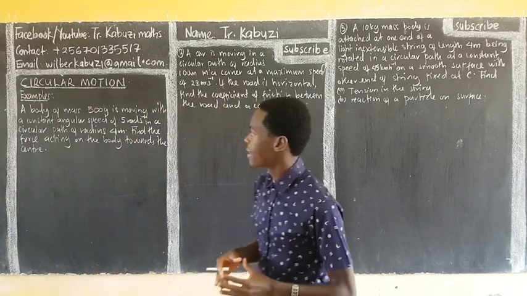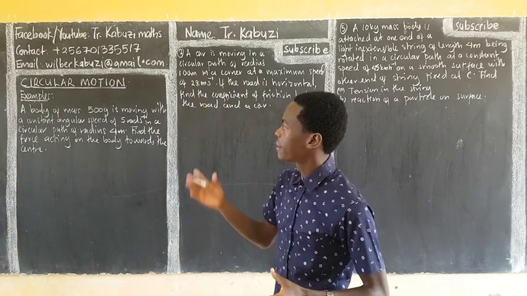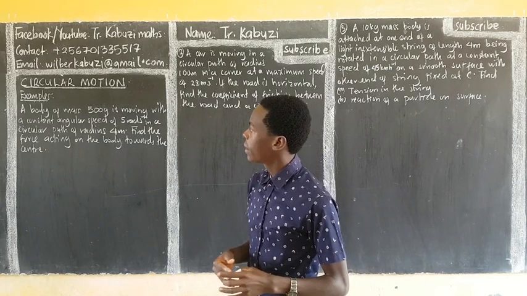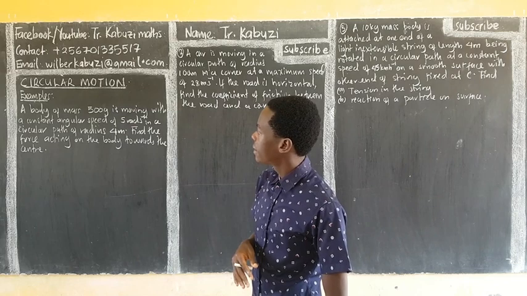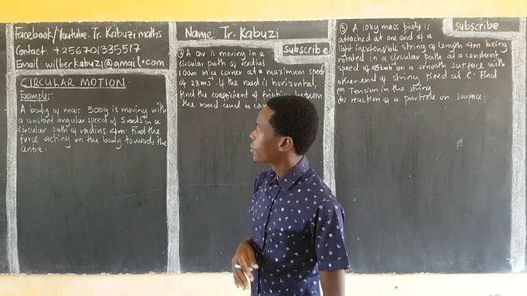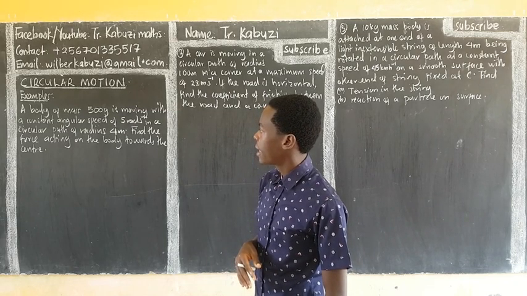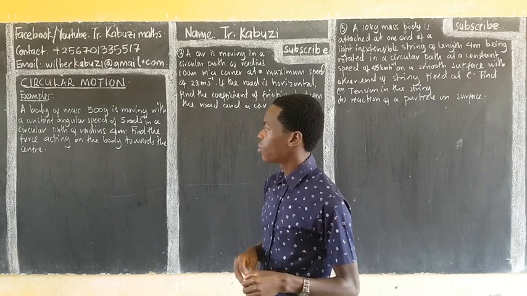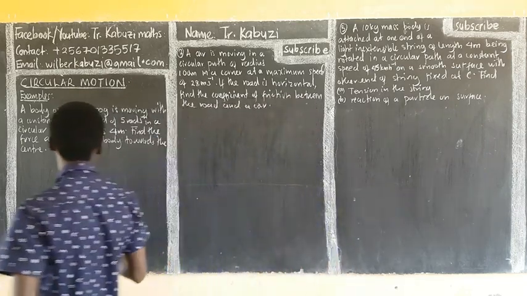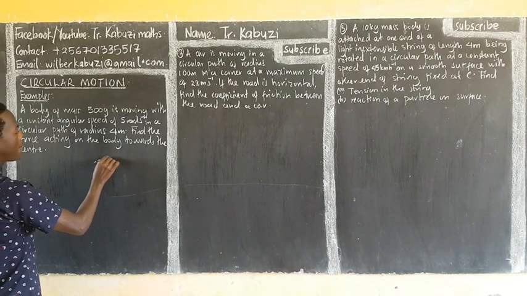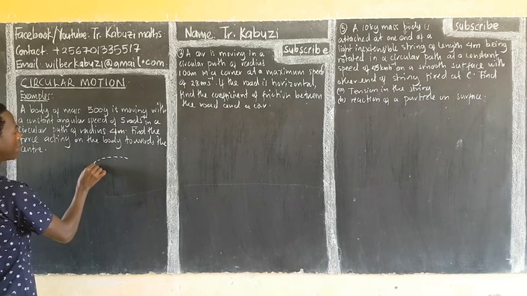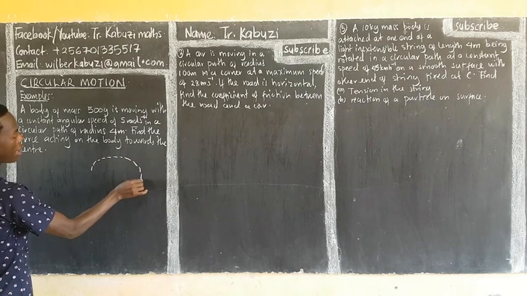Okay, let's see this example here. It says a body of mass 500 grams is moving with a constant angular speed of 5 rad per second in a circular path of radius 4 meters. Find the force acting on the body towards the center. So in simple terms, if you have to make a simple sketch, you are having a body moving in a circular path. This is our circular path here.